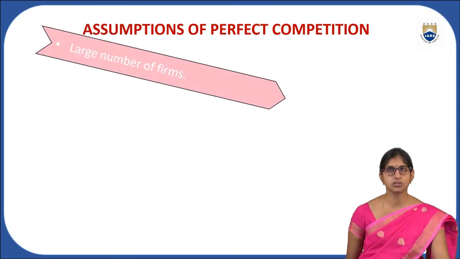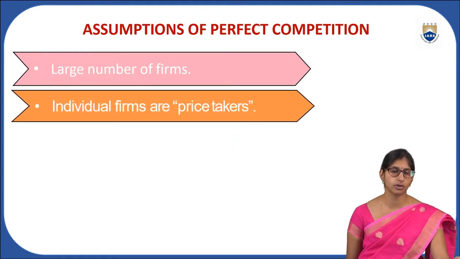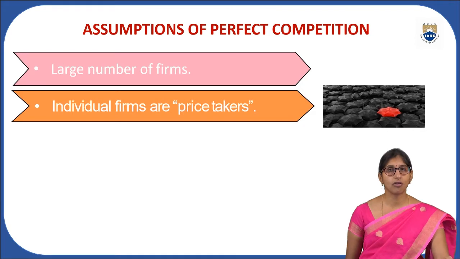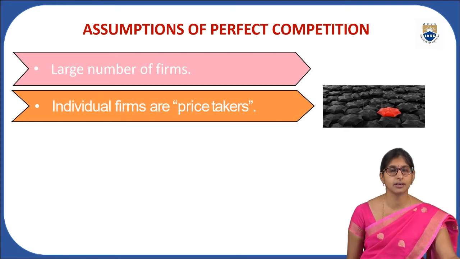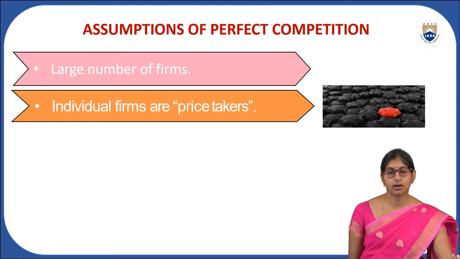Let's see what the assumptions of perfect competition are. We generally see a large number of firms entering into this market, and we will have homogeneous products. Individual firms act as price takers, because when more firms enter the market, they have to compete with each other. Because of this, they are not able to fix the price on their own according to the cost incurred or the interest of the management.